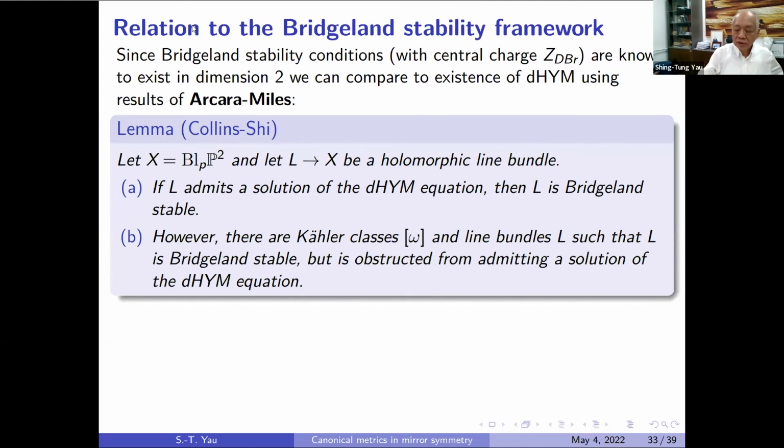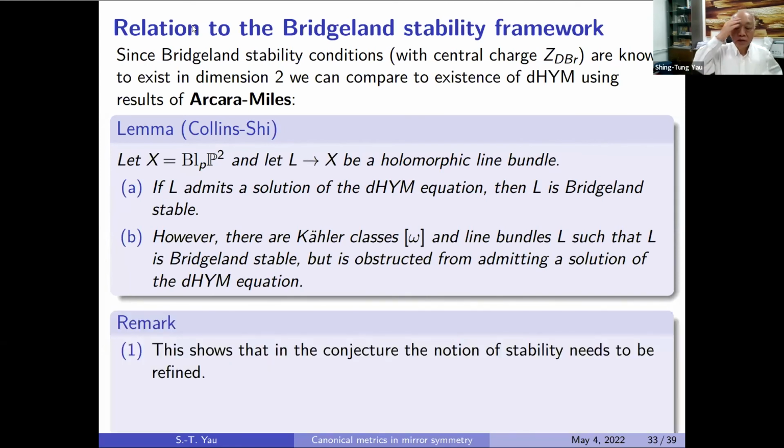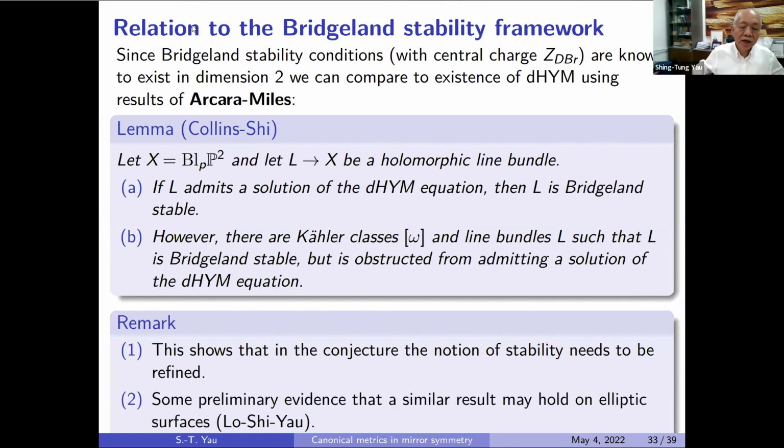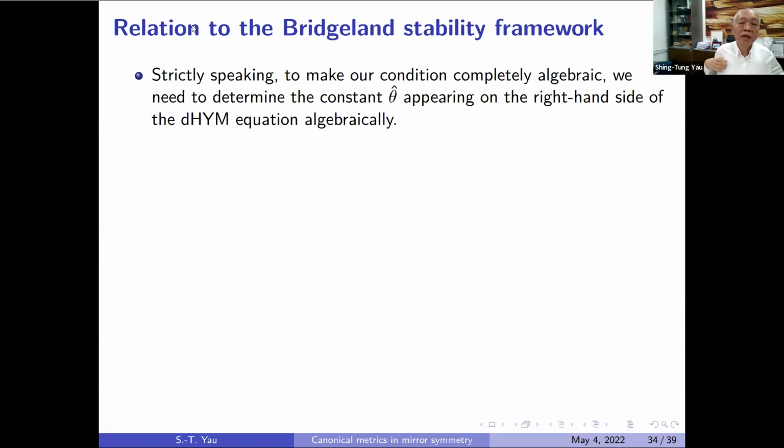So therefore, we have not solved the equivalence question, which means that the notion of stability needs to be defined. Either the condition for deformed Hermitian-Yang-Mills should be redefined, or the Bridgeland stability has to be redefined in order for them to be equivalent. But personally, I like the equation better. So I would prefer to see how to find the right condition for existence of deformed Hermitian-Yang-Mills. We are doing some more work with several people together, and it is not finished completely.